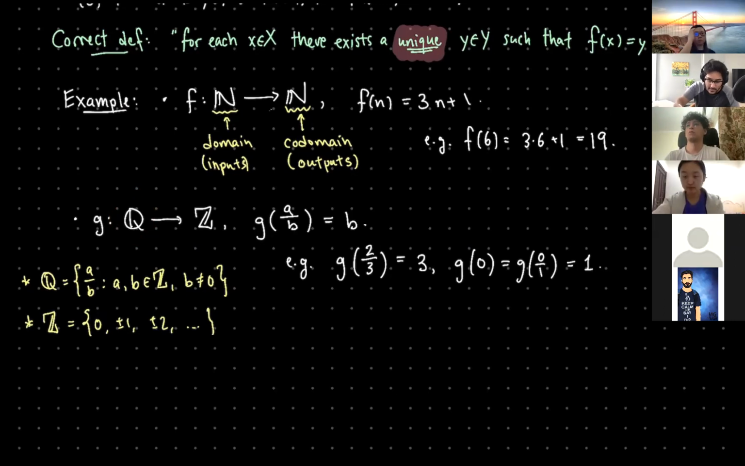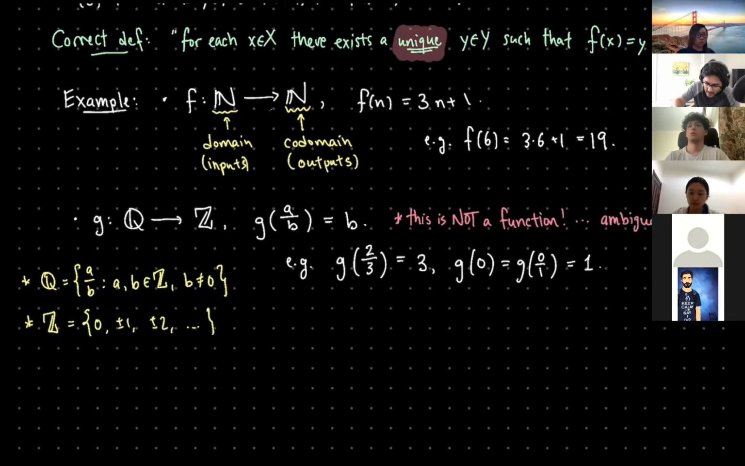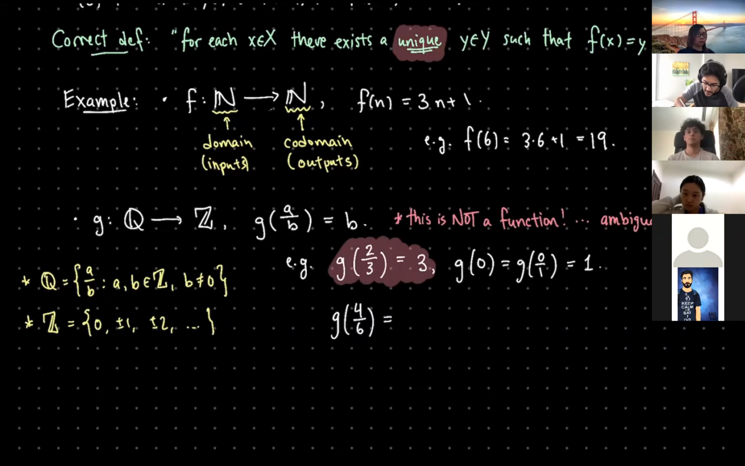There's some ambiguity. Okay, let me just be clear, and you should write this down. This is not a function. It looks like a function. And the reason is that the way it's defined is ambiguous. The way I calculated g of 2 over 3, there's another way to do it. I could have said g of 4 over 6. That's exactly the same, right? And 4 over 6, the denominator there is 6. And see, I got a different output on the same input.